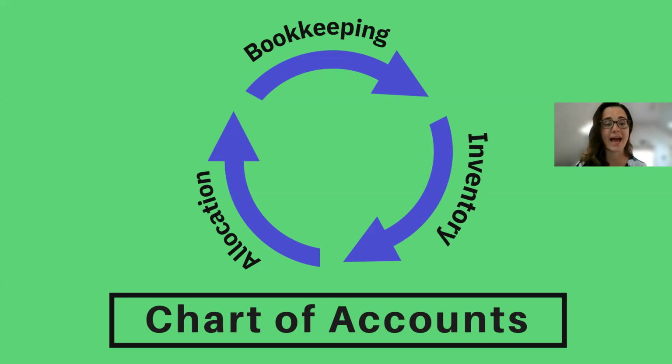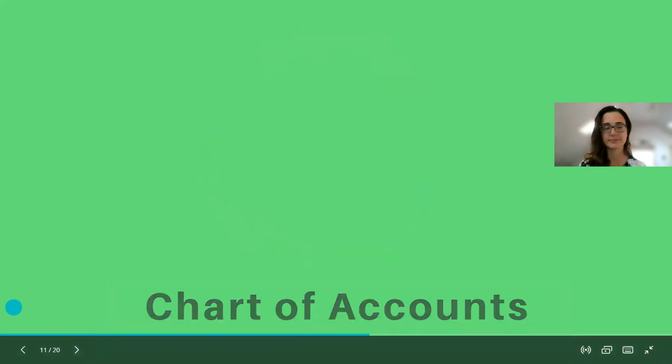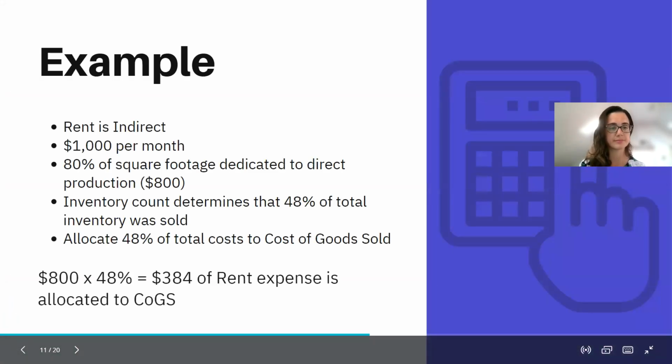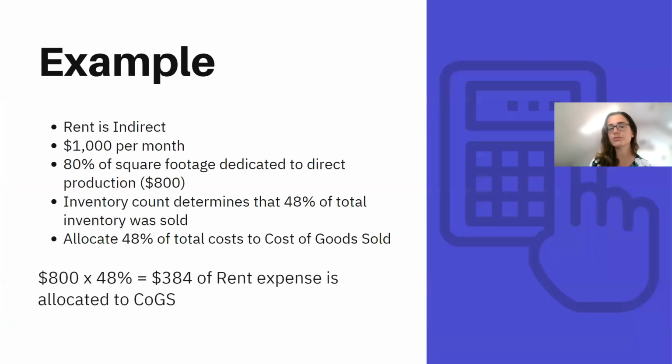So let's look at an example. So we're going to talk about, for example, rent expense. Rent is an indirect cost. Let's say that your rent is $1,000 a month, and you determine that 80% of the square footage of your space is dedicated to direct production, or $800, which is 80% of 1,000.